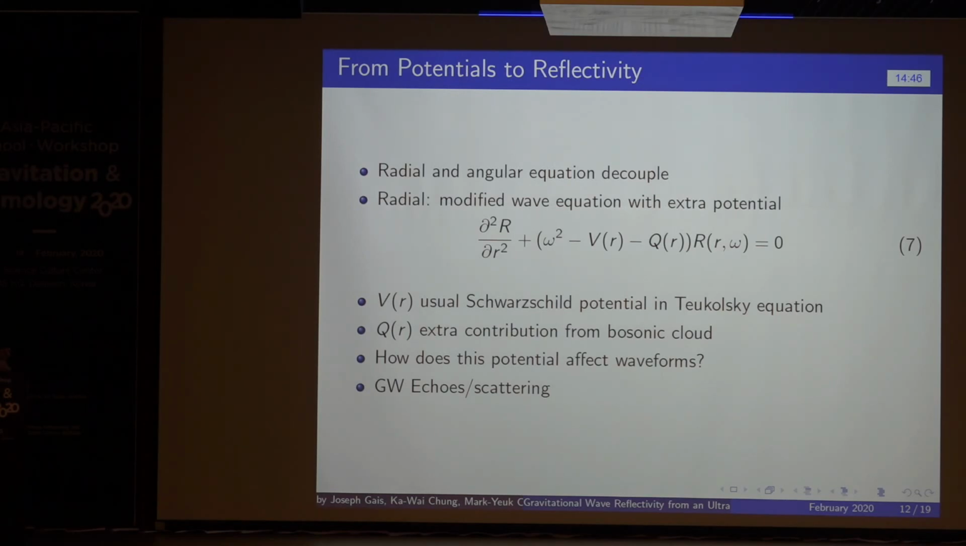It's much like the original case of the radial equation one normally gets from the Teukolsky equation, where we have this omega squared factor, this effective potential, the Schwarzschild potential, and then the important thing here, though, is that Q of r is this extra contribution from the bosonic cloud. And the reason this happens is that, as I mentioned earlier, our stress tensor carried with it a factor of psi 4 itself, essentially carrying with it this radial function R here.